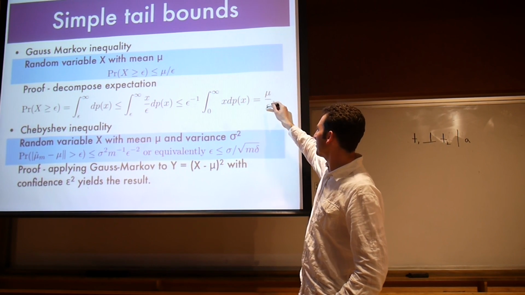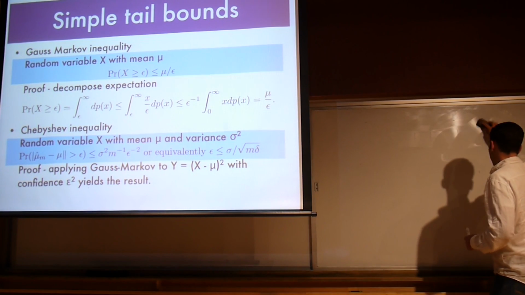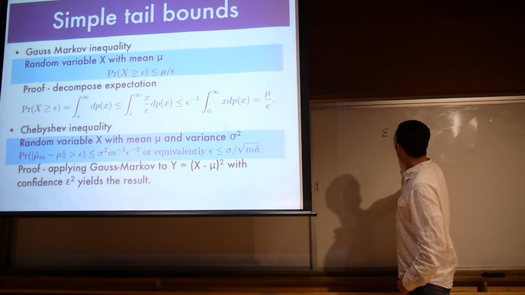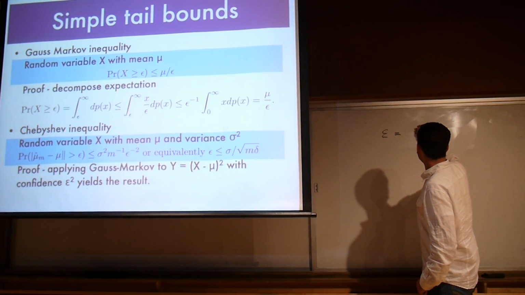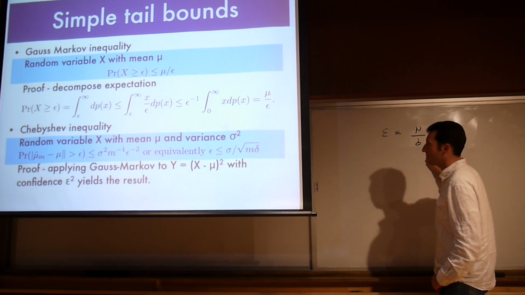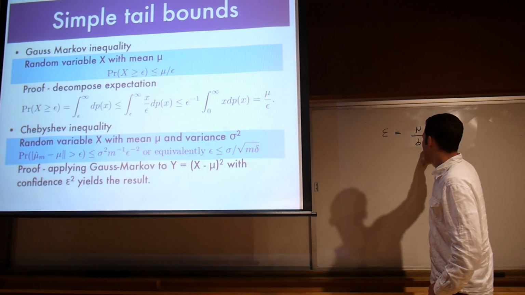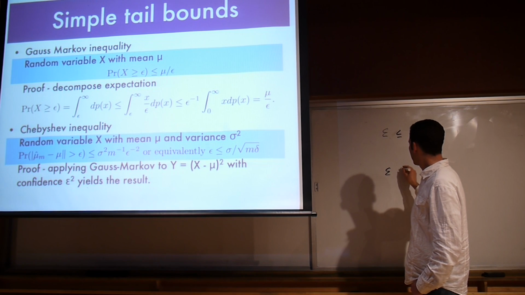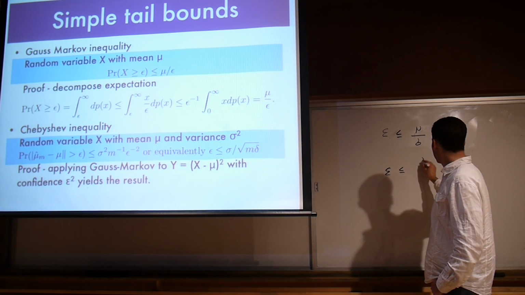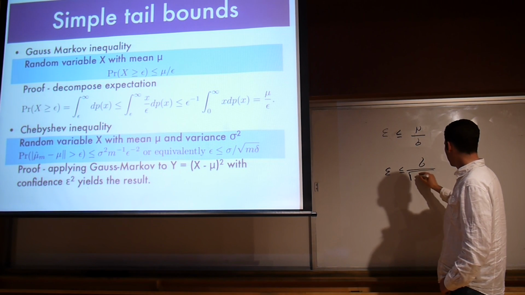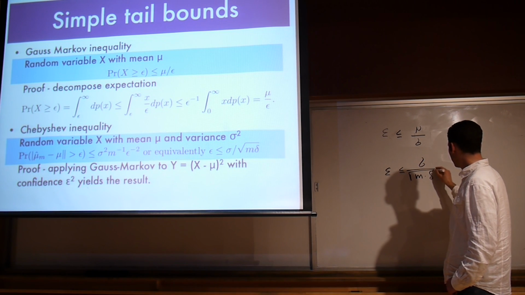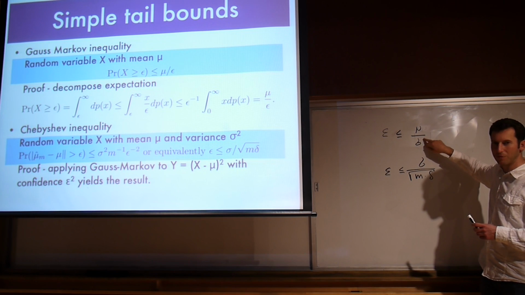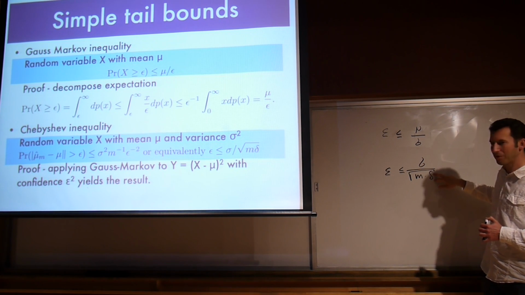So up here we had epsilon goes like, let me write it down, because this is actually something fairly interesting, what's going on. So here we have that epsilon is given by mu over delta. Right. Now, as a matter of fact, it's less than or equal to that. But now, for the Chebyshev inequality, we have epsilon less than or equal to sigma over the square root of m times delta. So the interesting thing is that in the Gauss-Markov, we have a 1 over failure probability dependence. In the Chebyshev, we have a 1 over square root failure probability dependence.